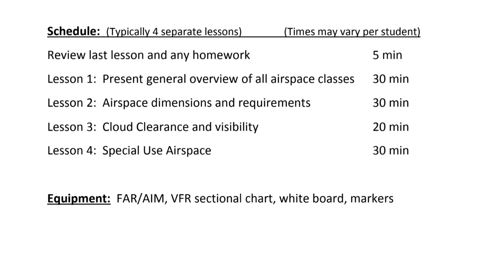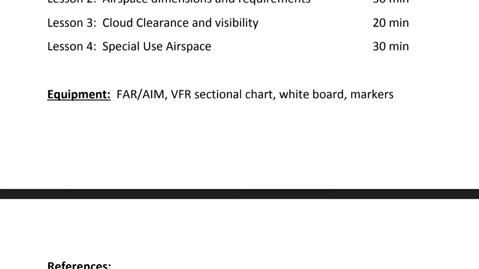So under the schedule, you see review the last lesson and any homework. An instructor should be assigning something for the next either ground lesson or flight lesson, something like read chapter such and such in the helicopter flying handbook. Then we're going to do a lesson on it. Maybe they have video lessons like HOGS. Make sure you watch the video. And then when you come in on your next day, we're going to learn all about airspace. So you present your general overview of all the airspaces. Maybe we say that takes 30 minutes.